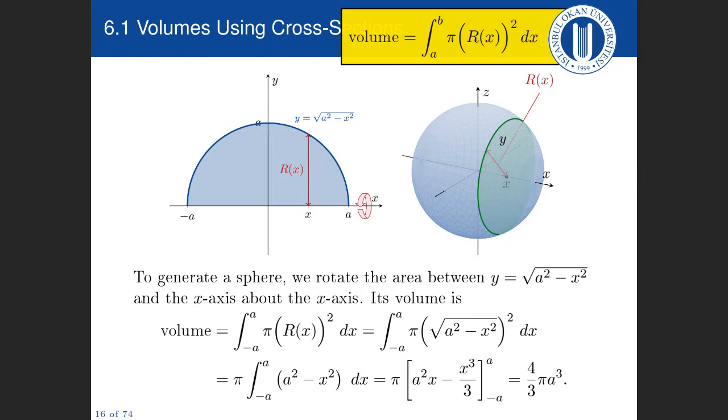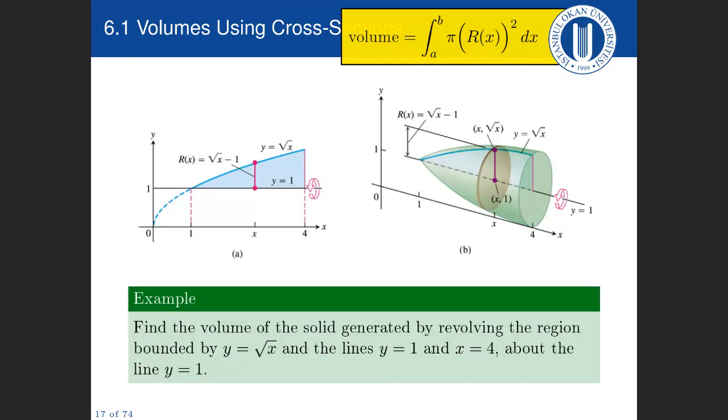Time for another example. Find the volume of the solid generated by revolving the region bounded by y equal to the square root of x and the lines y equal to 1 and x equal to 4 about the line y equal to 1. Now this is different. This time we're not rotating around the x-axis. This time we're rotating around the line y equal to 1.